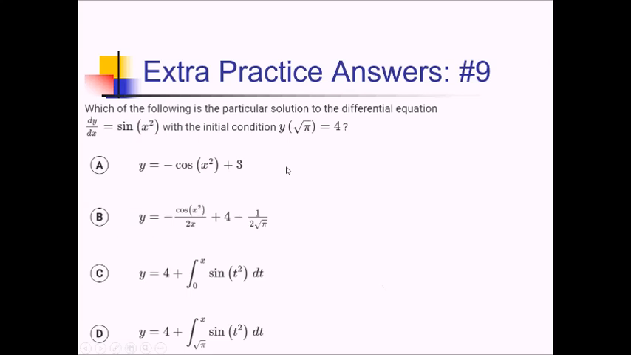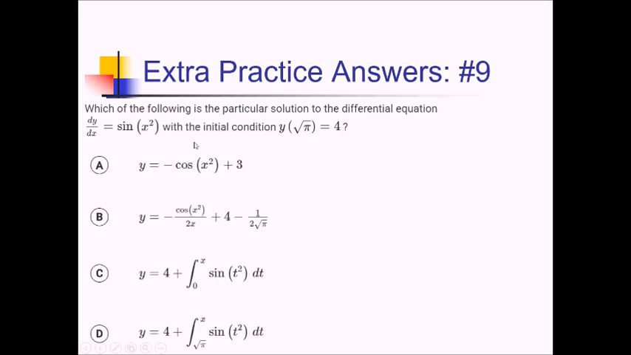For this problem, we're trying to figure out which one of these particular solutions solves the differential equation sine of x squared, with this initial condition over here. So one way to do this is if you actually knew how to take the antiderivative of this thing, plugging in this initial condition, finding the c value, and seeing which one of these it came out to. Unfortunately, we don't really have the mathematical equipment to do that.